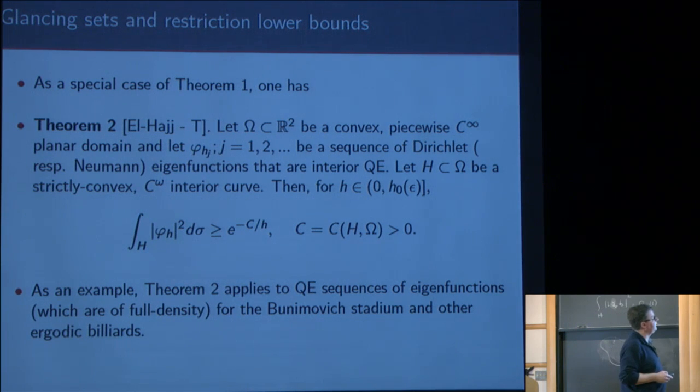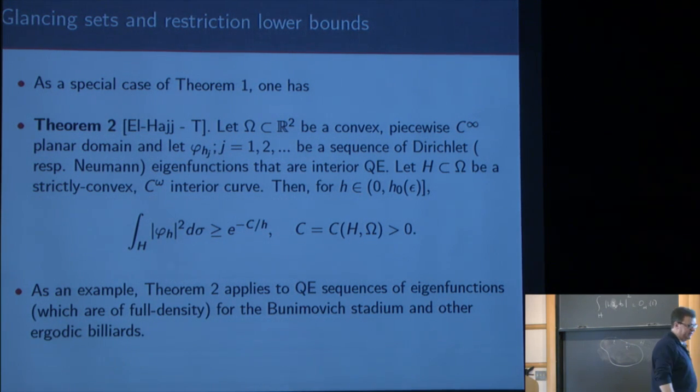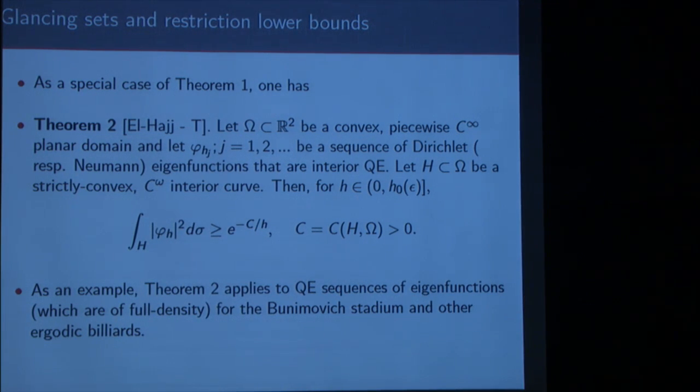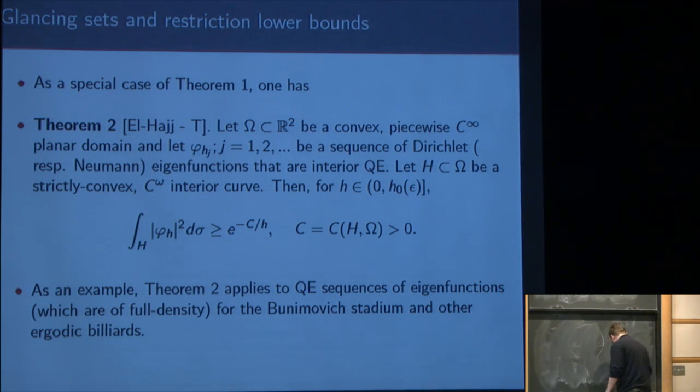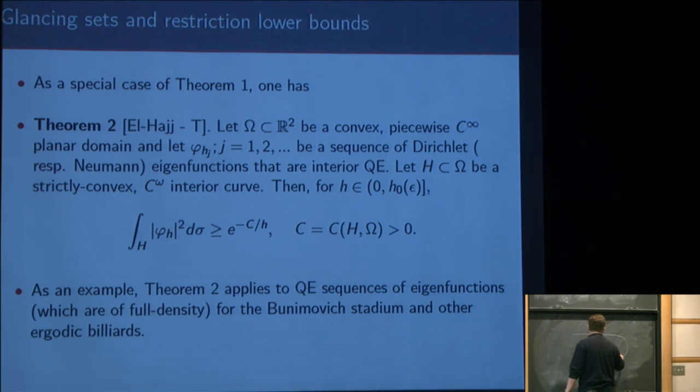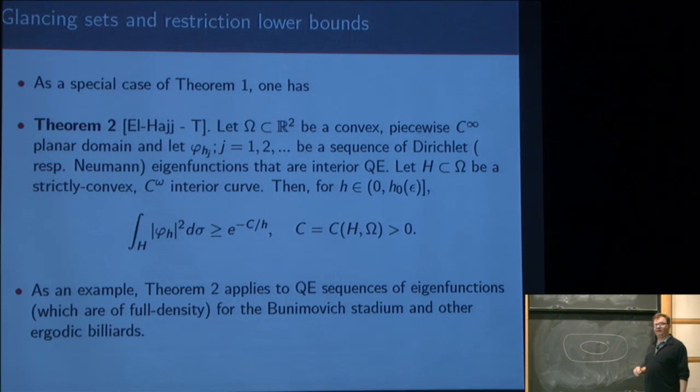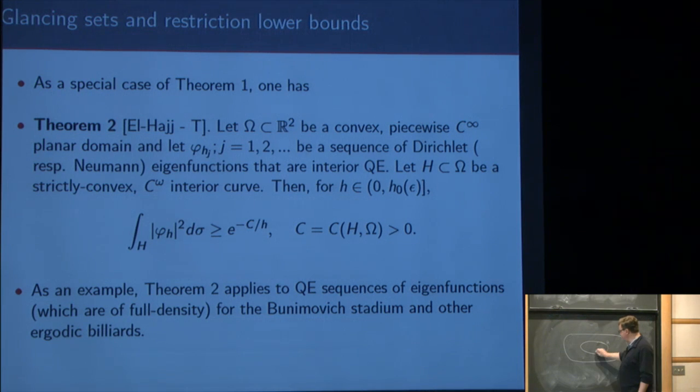So here's the theorem. Let's take omega. Take the stadium. That's the problem I really was interested in to begin with. So take the Bunimovich stadium, and take a strictly convex real analytic curve inside. And I come back to exactly the same problem that I started with. I want an upper bound on nodal intersections. The nodal sets you saw in this picture, the spaghetti-like thing, right?